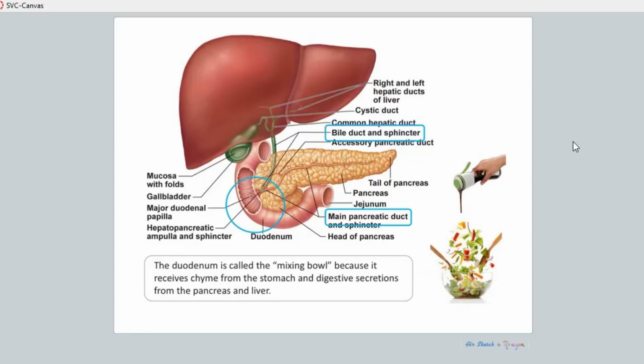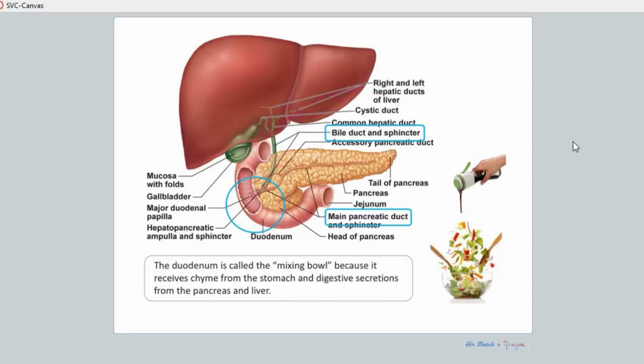So what's located in the duodenum? Well, one, it receives chyme from the stomach. So after that food bolus gets mixed around in the stomach, it's now called chyme, and that chyme gets delivered, if this is the stomach right there, the chyme gets delivered into the duodenum. So that's one thing that's in there, is you have chyme.